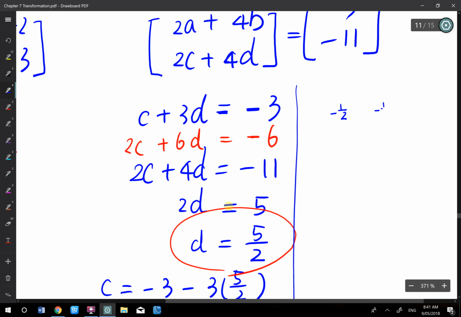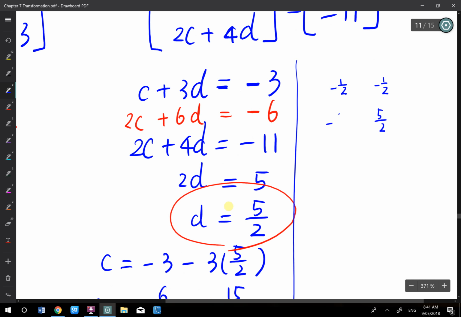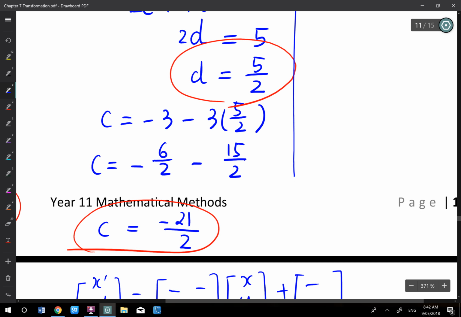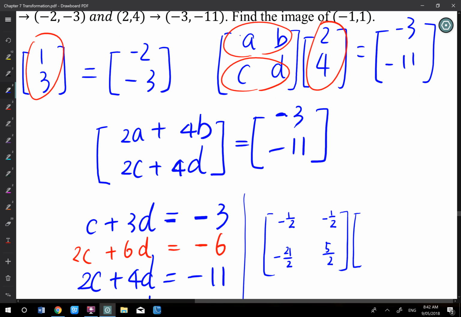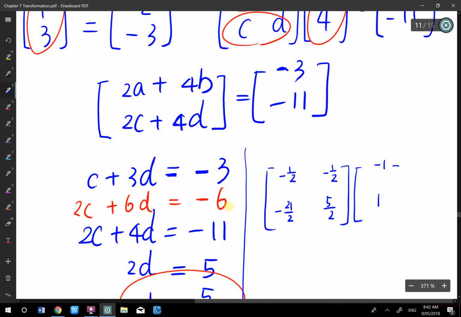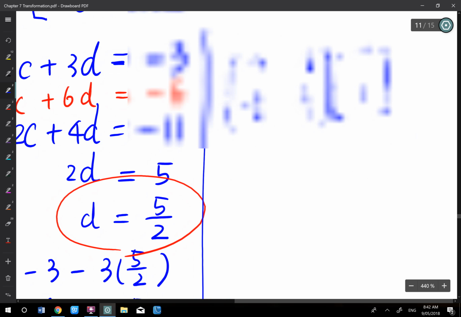B is -1/2, D is 5/2, and C is -21/2. I hope I get this right. If anyone gets a different answer, please let me know. I think I get this A, B, C, D value right. And I will multiply this by -1 and 1, because that's the original coordinates. Okay, that's the original coordinates.